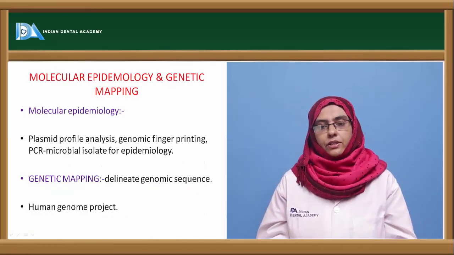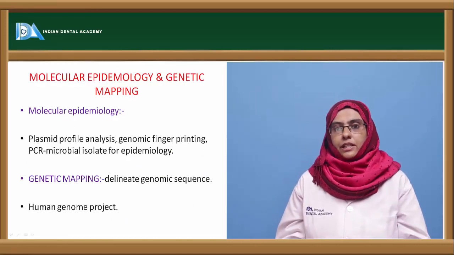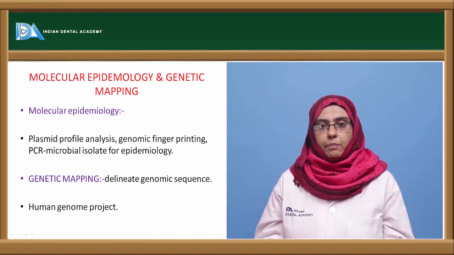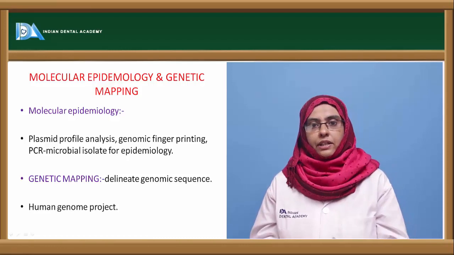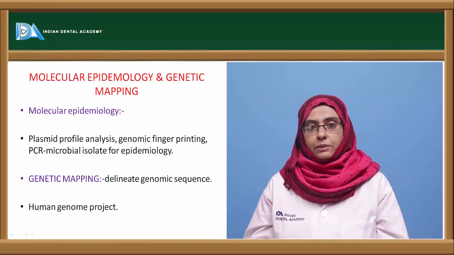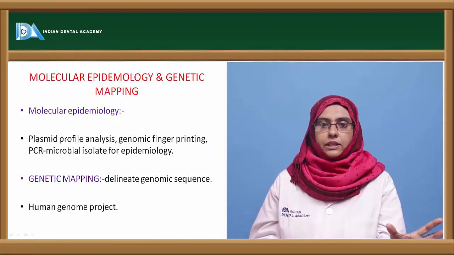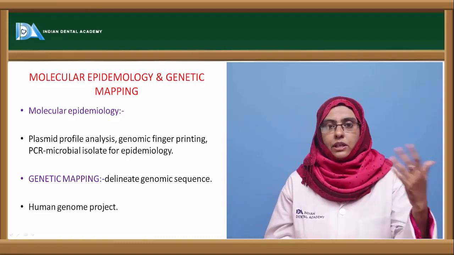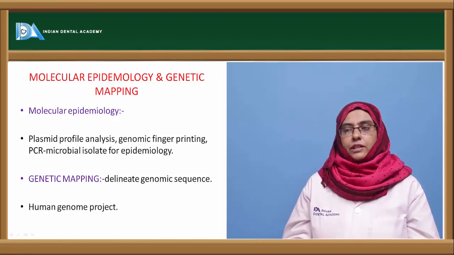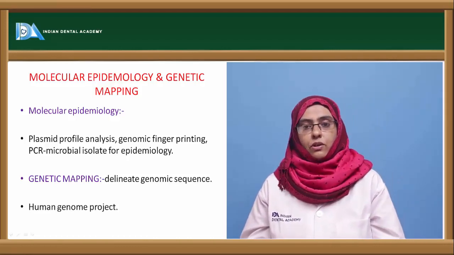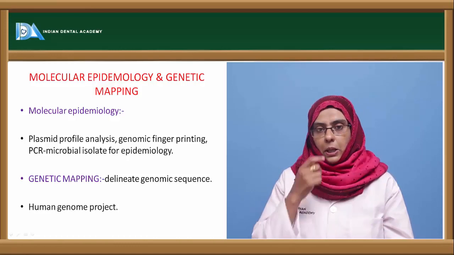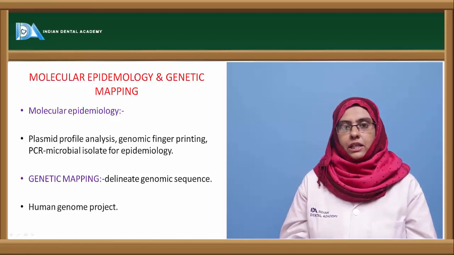Now apart from that, applications of molecular biology are in molecular epidemiology and genetic mapping. In molecular epidemiology, you need to know which organism is causing an epidemic disease in a particular area. You can identify the organism by plasmid profile analysis. You can analyze the plasmid, because plasmids are present in only a few organisms, and depending upon the presence or absence of plasmid you can classify the organism. Then you can go for genomic fingerprinting and PCR of microbial isolates in epidemiology. Which organism is causing that particular epidemic can be easily known with the help of molecular epidemiology, and you can go for preventing these epidemic diseases.